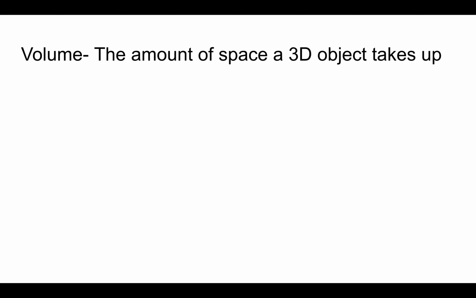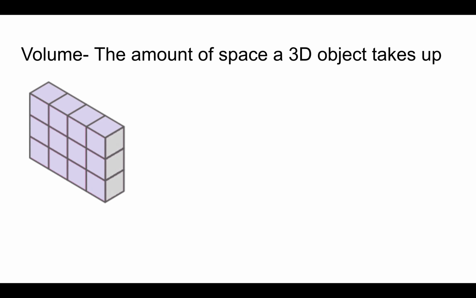Today we're going to talk about volume. Volume is how much space a 3D object takes up, or how much it takes to fill a 3D object. So if we look at this first rectangular prism, I can start by just counting the number of cubes it takes to create it. So I can see that I have 1, 2, 3, 4, 5, 6, 7, 8, 9, 10, 11, 12 cubes, also known as 12 units cubed, or 12 cubic units.